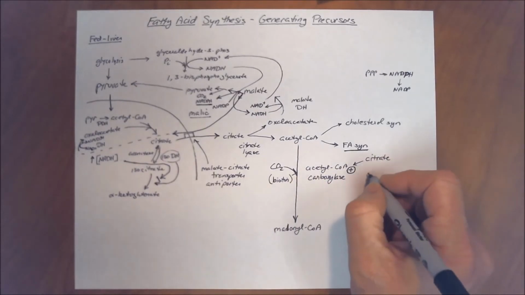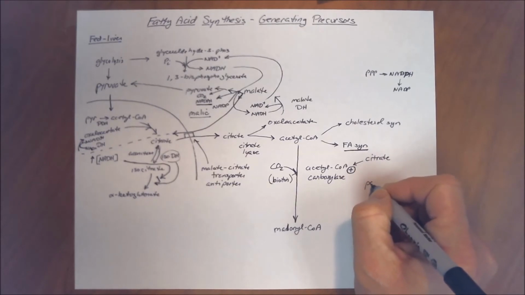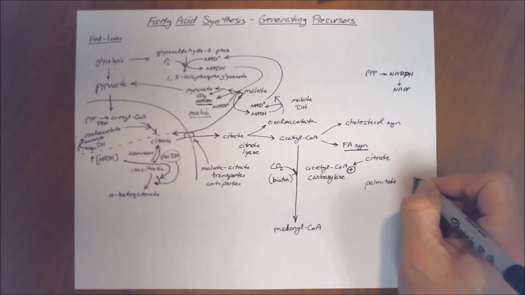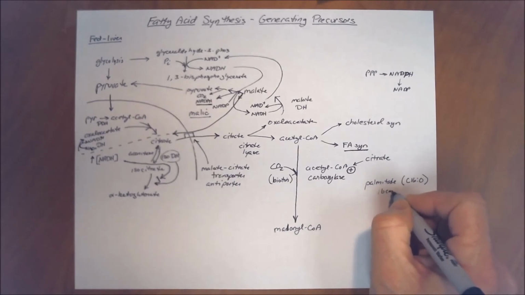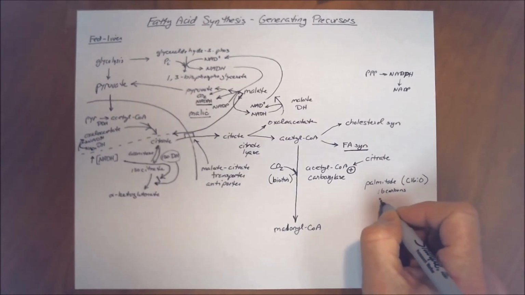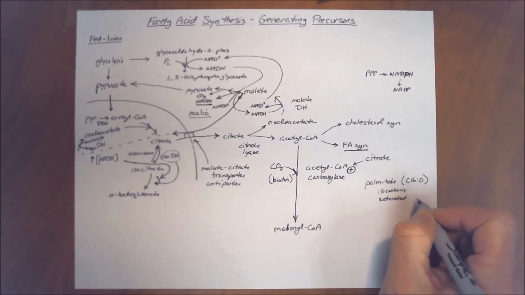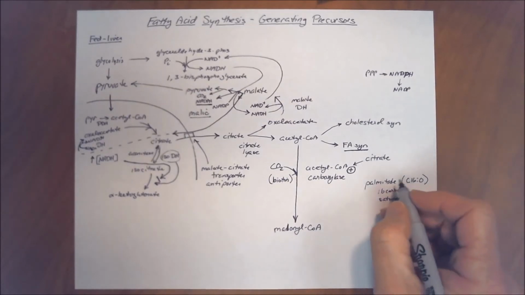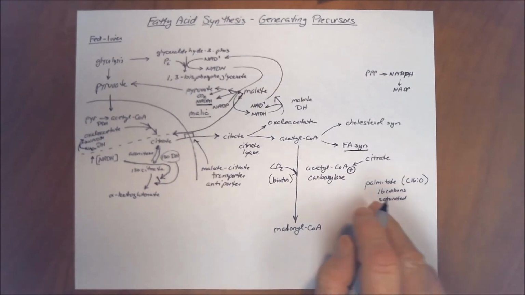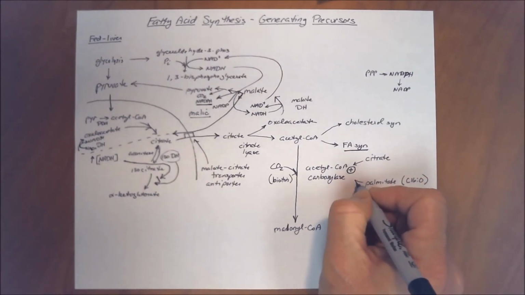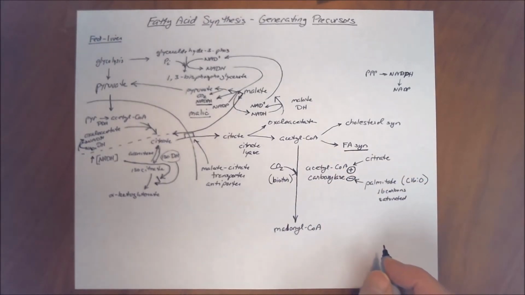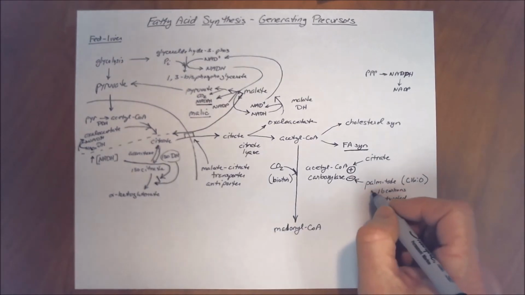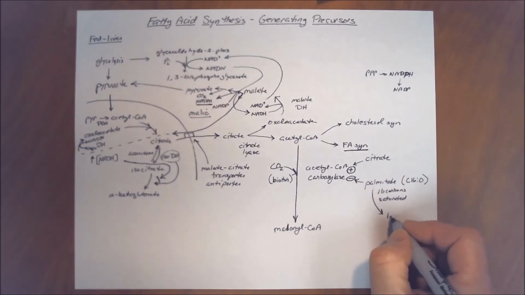Now, the last step in the product of fatty acid synthesis is palmitate. Palmitate is a C16:0. It's 16 carbons, and it is fully saturated. Hence, the 0 means no double bonds. This final product, as it builds up in concentration, will feed back and inhibit the acetyl-CoA carboxylase. And the reason for that is because of lipoprotein packaging.